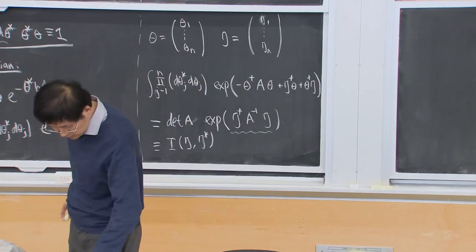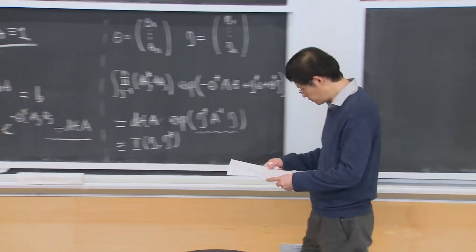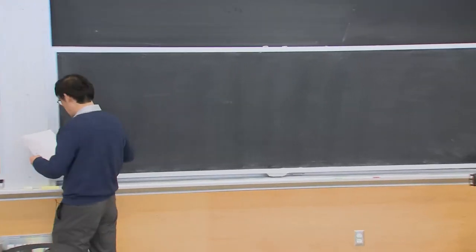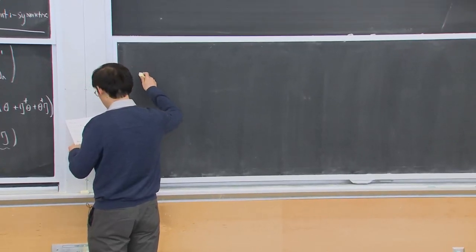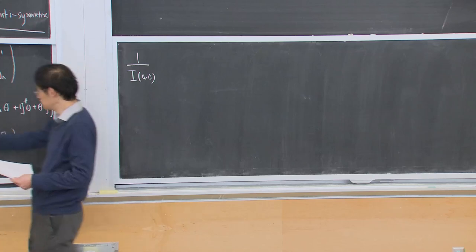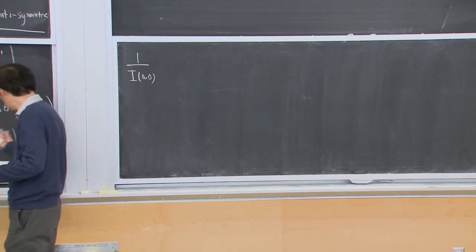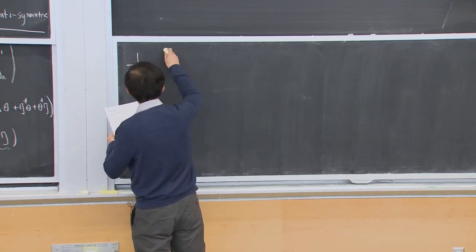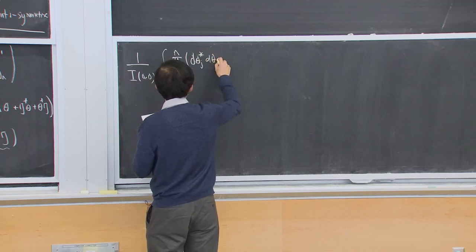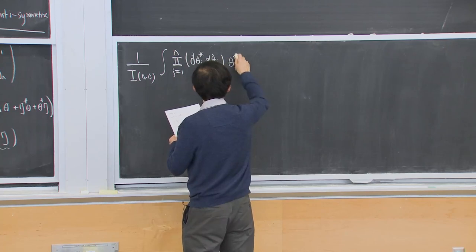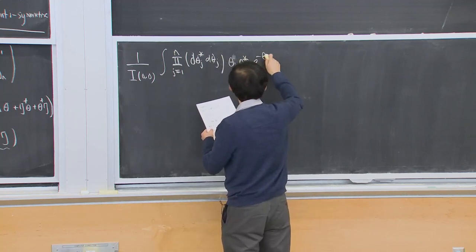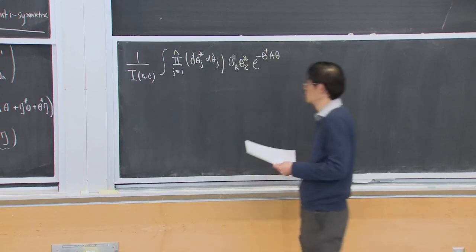Okay, so we only need one last formula, and then we can talk about the path integral for the Dirac field. Let's try to calculate the following integral. 1 over I(0,0), where I(0,0) means just this integral with both eta equal to 0. So consider this integral, product over j from 1 to n of d theta j star, d theta j, with theta k star and theta k, and theta l star downstairs, and then the exponential of minus theta dagger A theta.